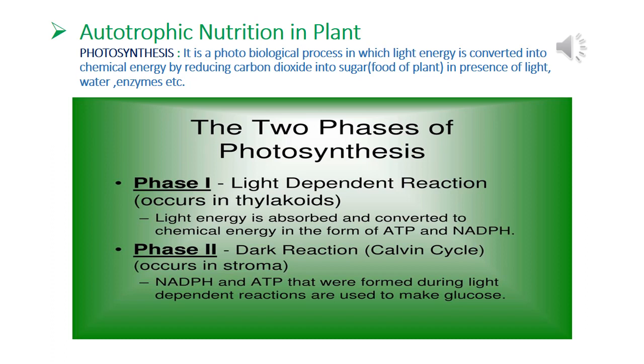In phase 1, that is the light dependent reaction, light energy is converted into chemical energy, and this chemical energy contains two important energy rich compounds. One is ATP, adenosine triphosphate, the other one is NADPH, that is nicotinamide adenine dinucleotide phosphate hydrogen. These two energy currencies together are also known as assimilatory power. This assimilatory power is required for the synthesis of food material by the plant.